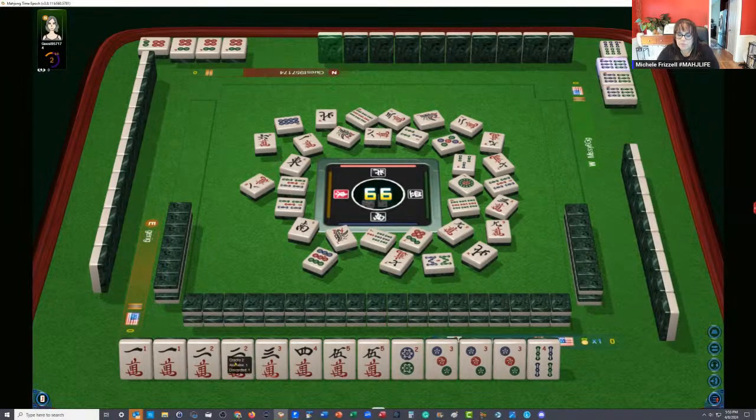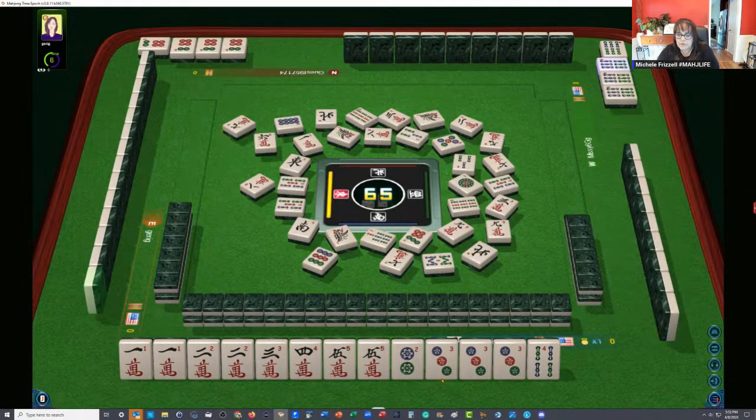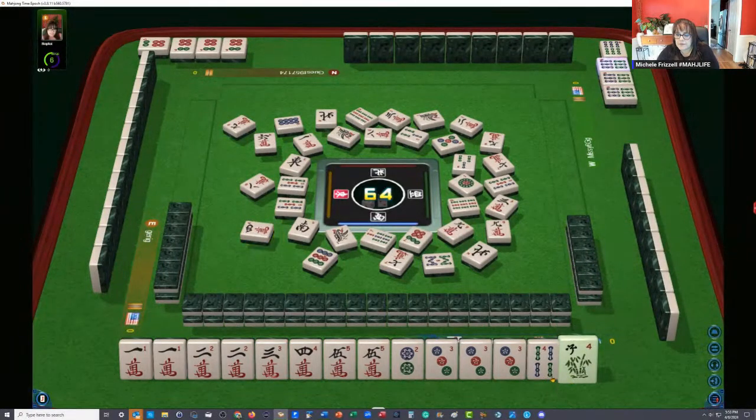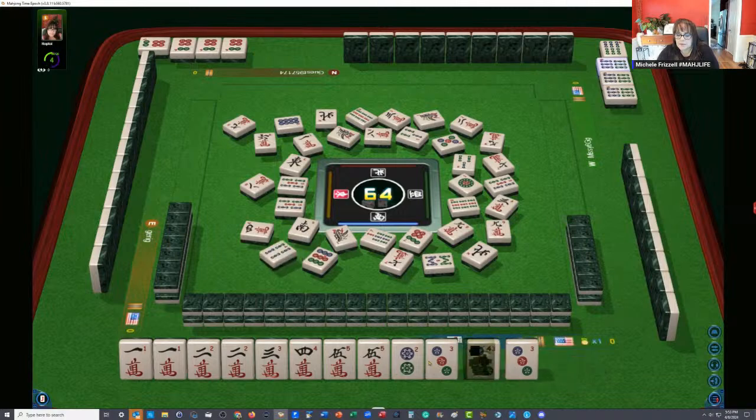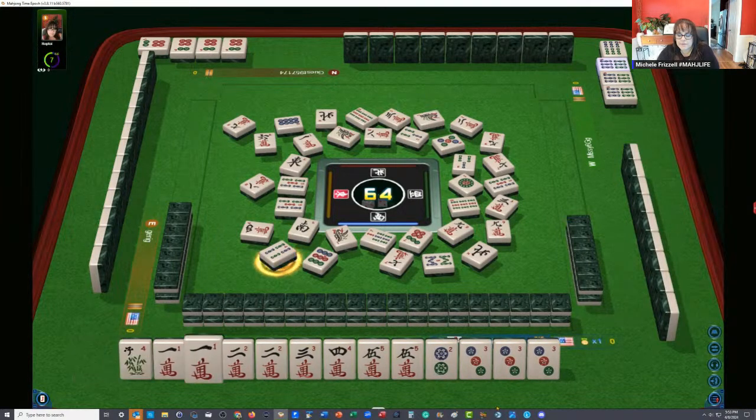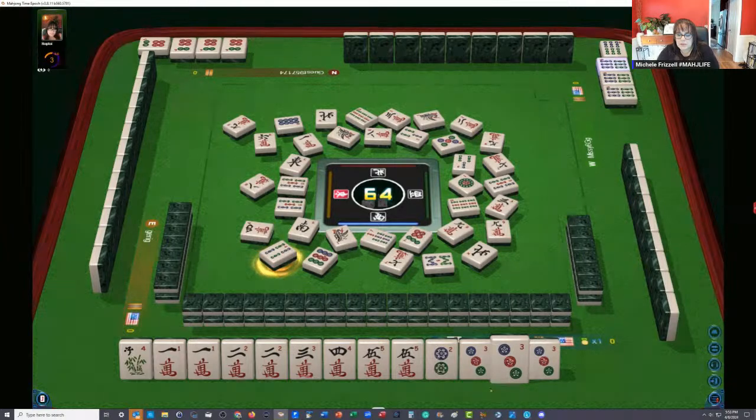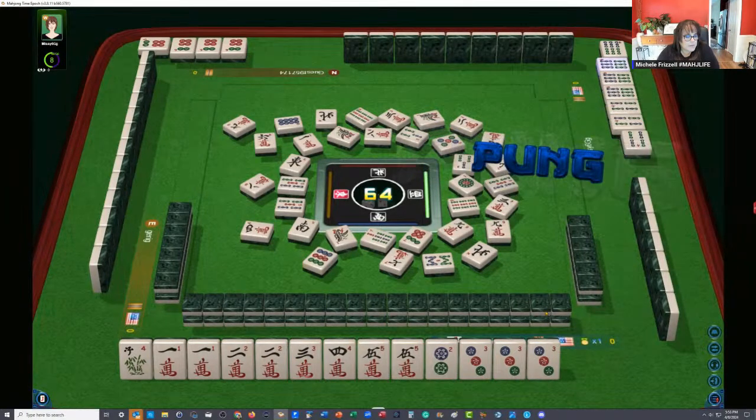1, 2 crack, 9 characters, 3 dot. I wonder if we can get a 4 in here. I would switch to 1, 2, 3, 4 characters. Okay, here's a flower now. Bamboos, we have 1, 2, 3. How many Pung of 3 bams are out?